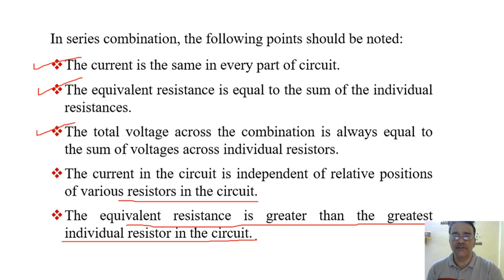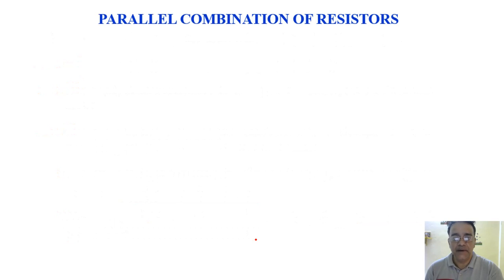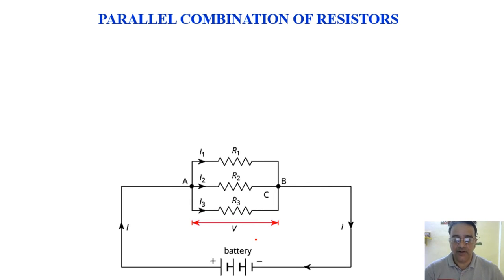So let us move towards the next combination, parallel combination of resistors. Okay, so this is the parallel combination. I already told that the end points are common, so here A and B are common to all three resistances. And I already told that in parallel combination voltage will be same. Voltage will be same across all the resistances.